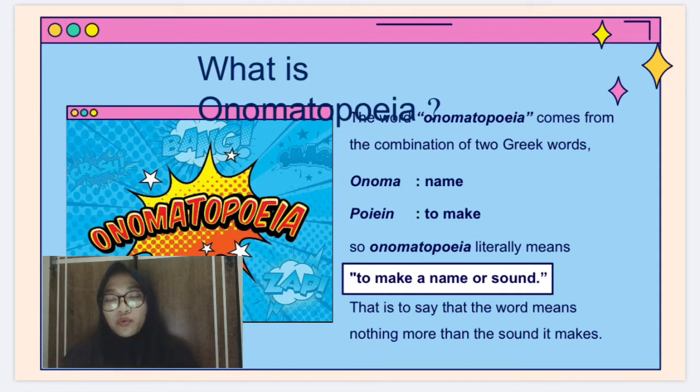So onomatopoeia is a word that imitates sounds or the sounds of an object, and that is to say that the word means nothing more than the sound it makes. So onomatopoeia is a word that imitates the sound of an object, or what exactly the author means to describe, to tell. That is onomatopoeia.